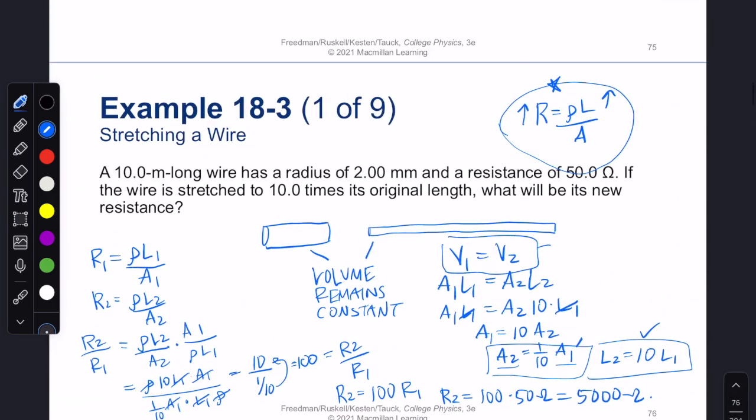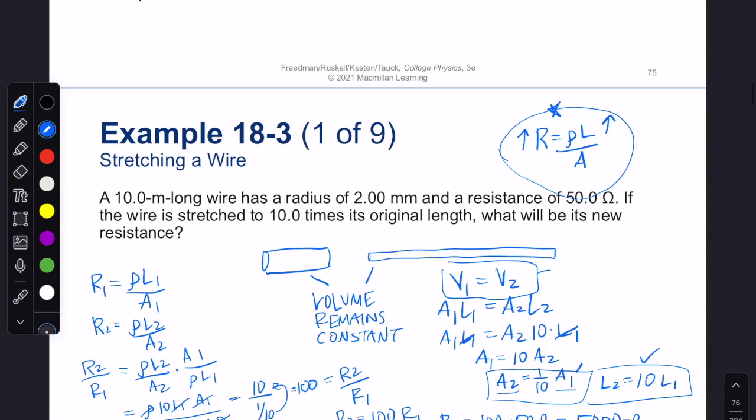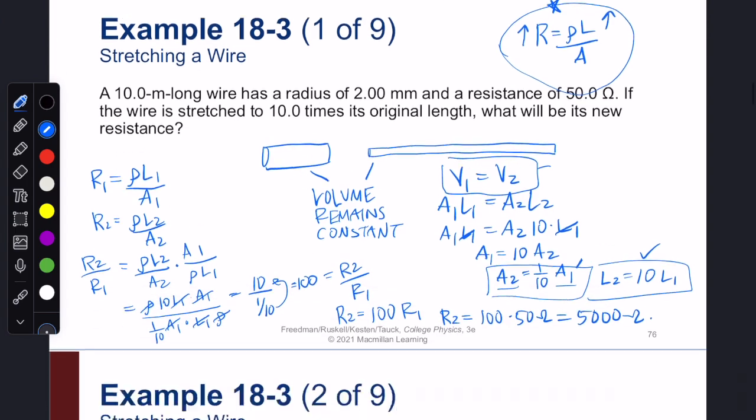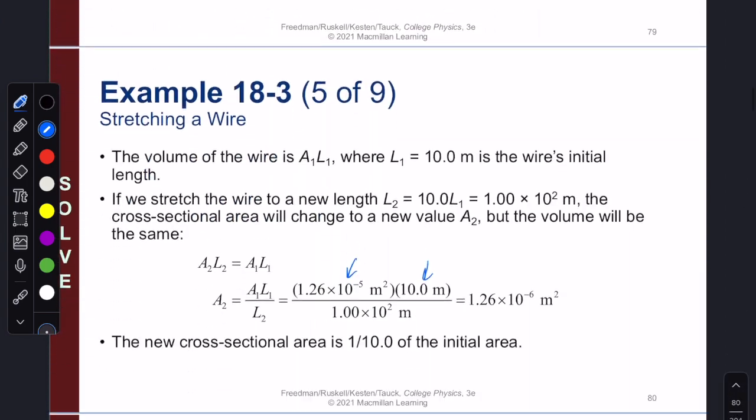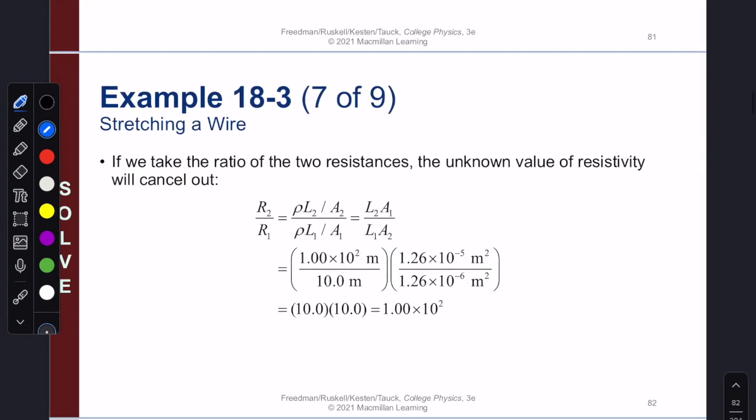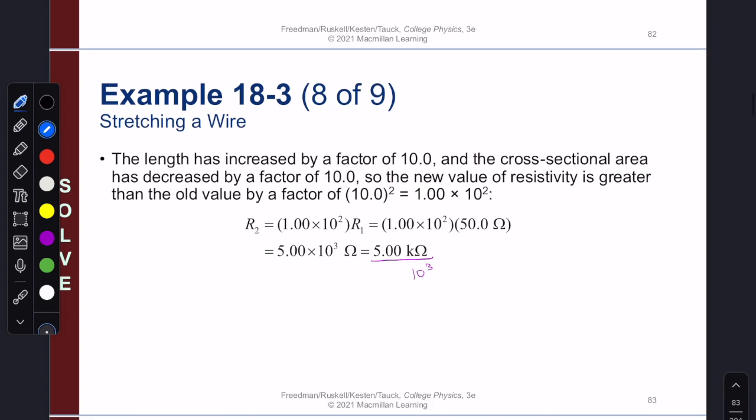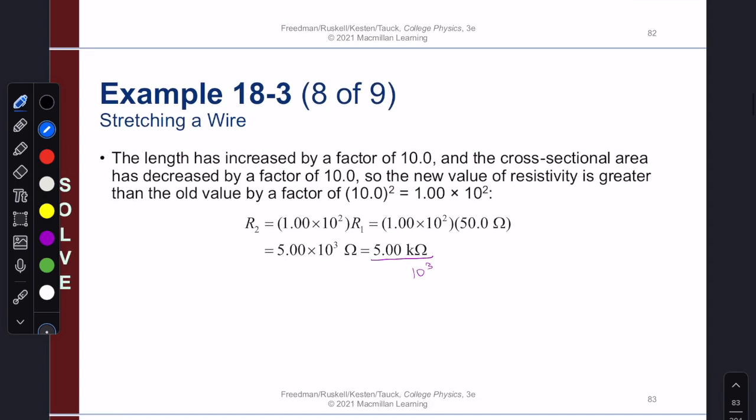So this is just a problem-solving strategy. If this method does not make sense to you yet, that's totally okay, because the other method will work too. It just may take a little longer. But it's good to look at both ways. So there's the answer, 5,000.